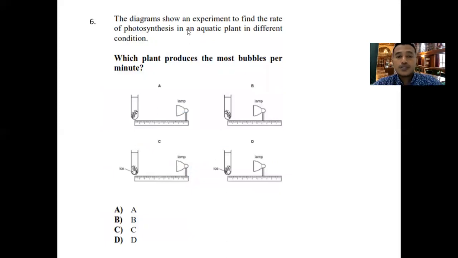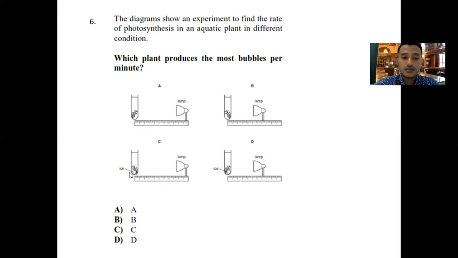Right. The next question: the diagram shows an experiment to find the rates of photosynthesis in an aquatic plant in different conditions. The experiments are labeled A, B, C, and D. You can see we have a test tube, a ruler, and a lamp. This is the energy light source for the plant. Inside, we have hydrilla, a plant that lives in water, and we put it inside this test tube. Labeled A, we put the same plant, and B, C, and D.